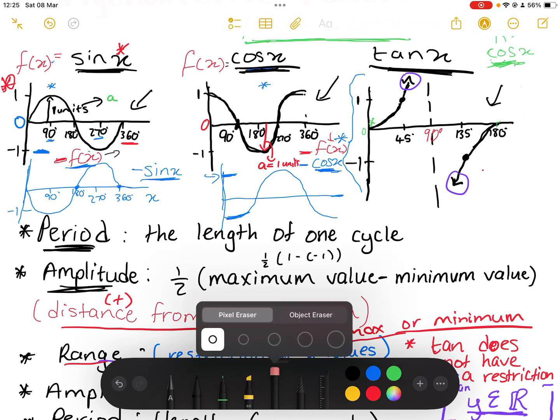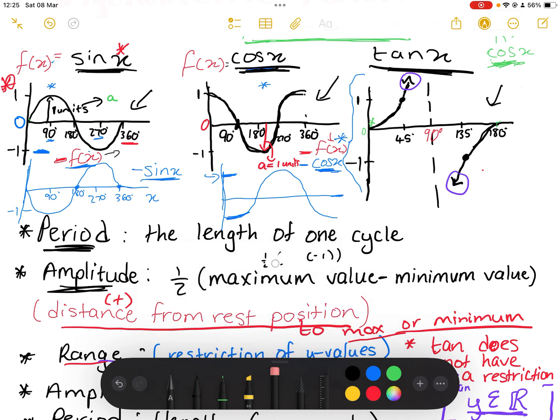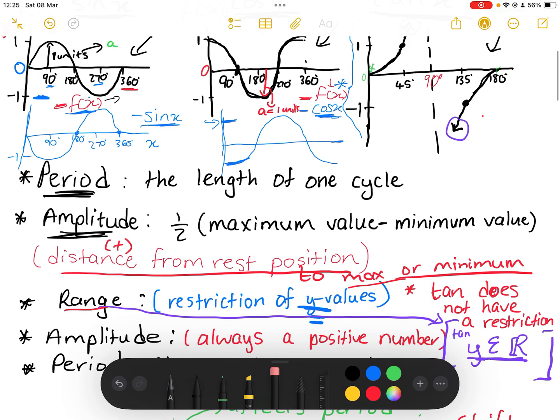And your amplitude is always written as a positive number, because amplitude is a distance, a distance from rest position to the maximum or minimum. And when I say rest position, what do I mean? Here, rest position is the midway of the maximum and the minimum.